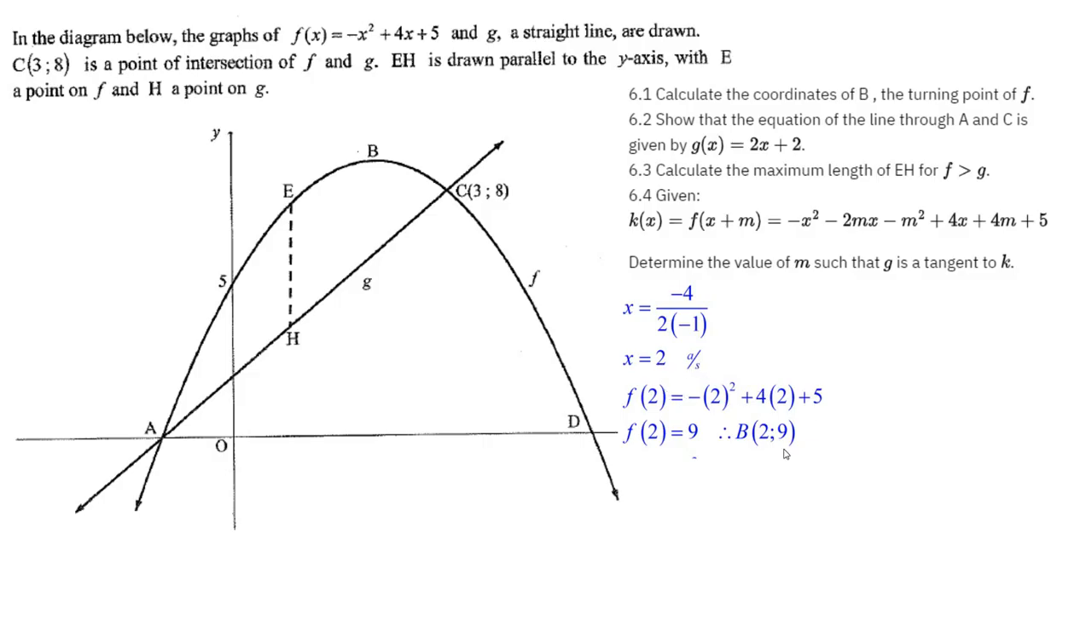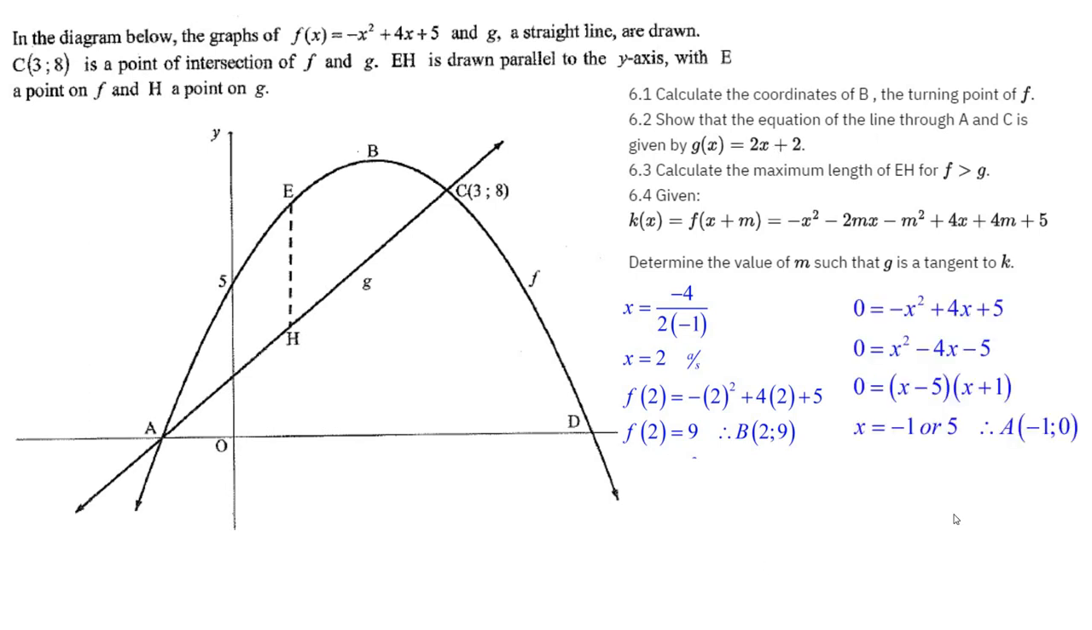And then we take 2 and put it back in the function, and we get (2, 9), which seems just about right, because there's (3, 8). 2 is just a little bit to the left and a little bit higher, so (2, 9) looks pretty good. Show that the equation of the line through A and C is given by y = 2x + 2.